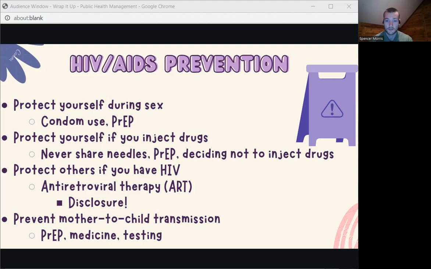In relation to HIV, this can also be spread from mother to child. So trying to prevent that transmission can include getting tested, taking PrEP, or also taking ART and other medicine to treat.